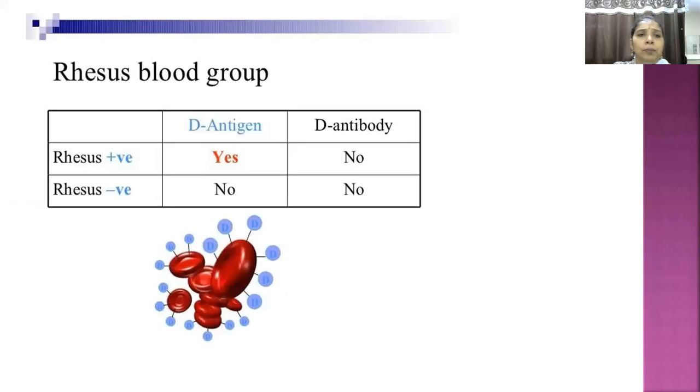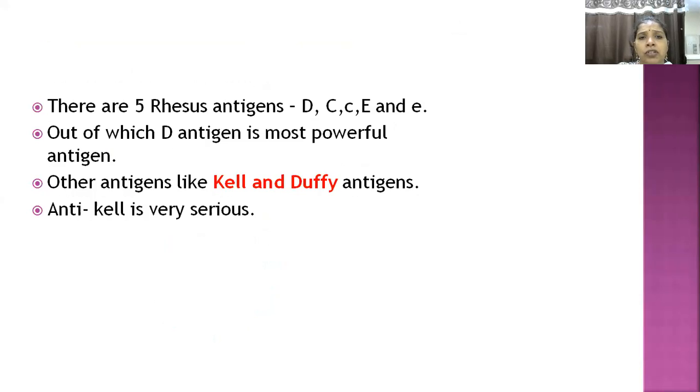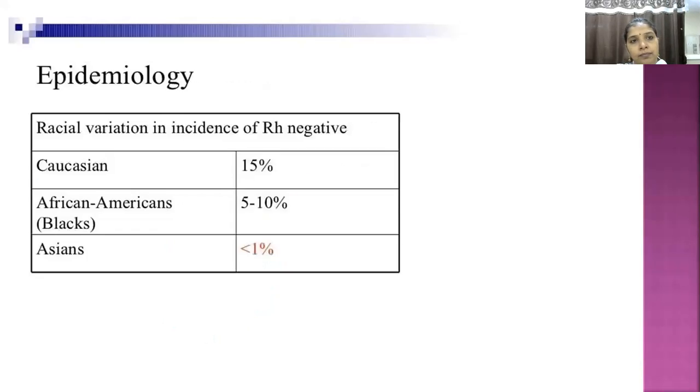So, the rhesus blood group. Rhesus positive means rhesus D antigen is present, with no antibody for D. Rhesus negative means no antigen and no antibody. There are 5 rhesus antigens: D, C, small c, E and small e, out of which D antigen is the most powerful. Other antigens like Kell and Duffy antigens, anti-Kell is very serious. The incidence of RH negatives is less in Asians, less than 1%.